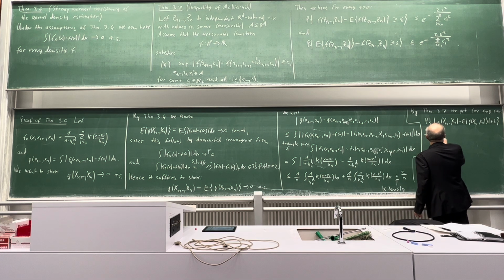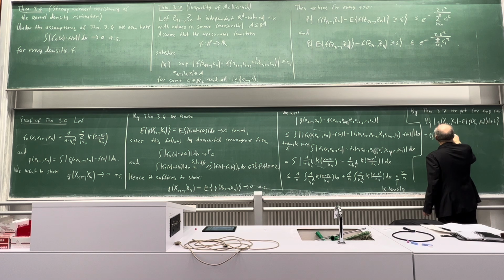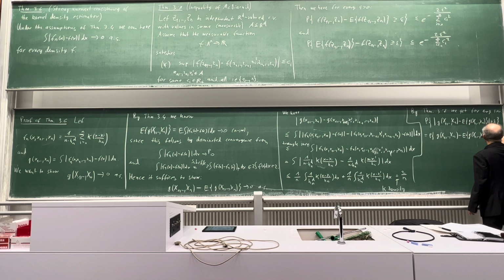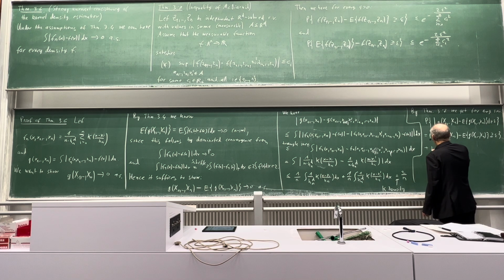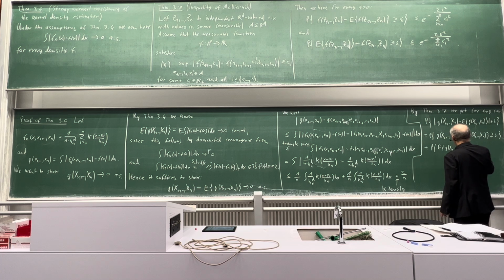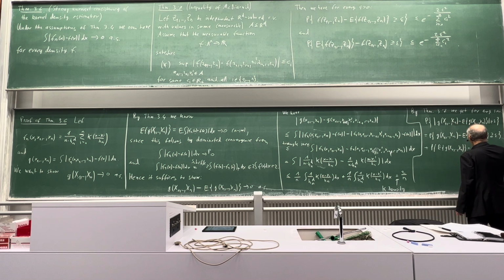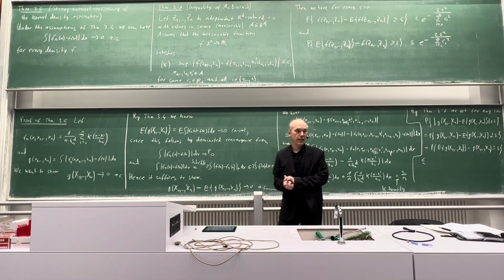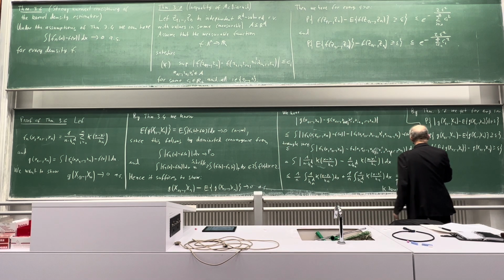So that's the probability of g of x1 to xn minus the expectation of g of x1 to xn greater than epsilon, or just the other way around: the expectation of g of x1 to xn minus g of x1 to xn greater than epsilon. And now I use theorem 3.7.